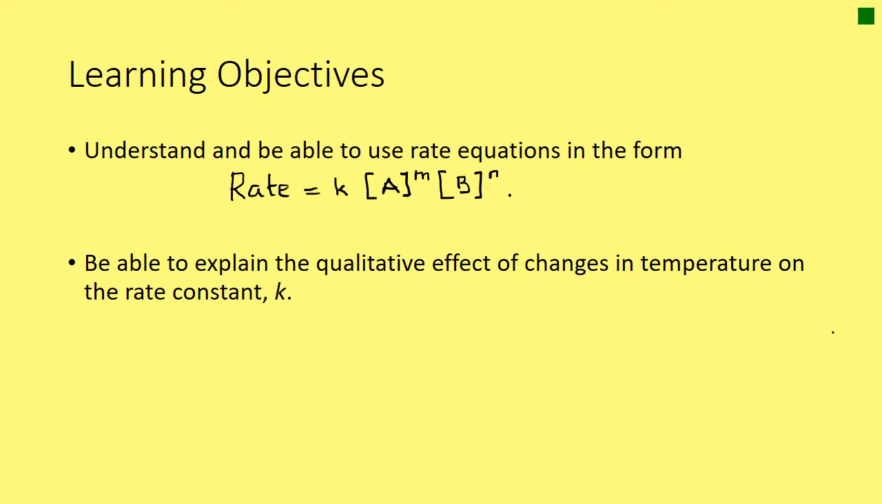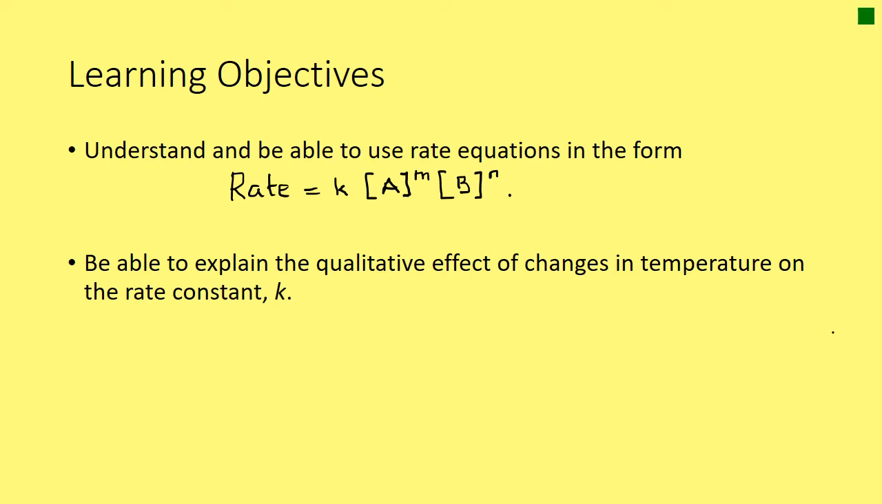By the end of this video, hopefully you'll be able to understand and be able to use rate equations in the form of rate equals a constant called the rate constant K times the concentration of reactant A, where square brackets give concentration, to the power of m, and that times the concentration of the other reactant B. Again, the square brackets indicate concentration, and B would be to the power of n. So you should be able to write rate equations and calculate K, or calculate one of the other variables in a question.